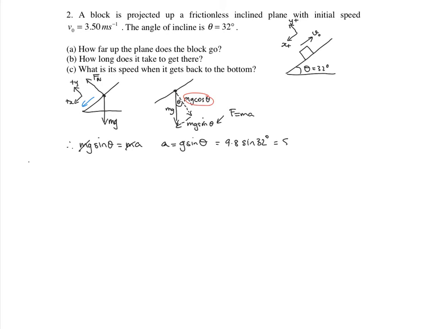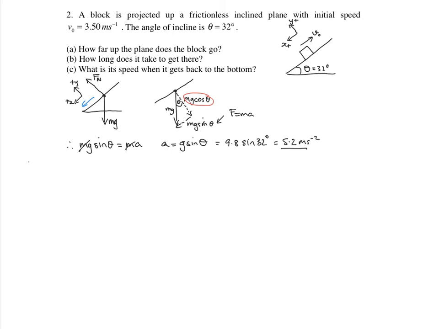So that comes out to be 5.2 meters per second squared. That's our acceleration. So we've used the force, mg sine theta, the net force. The only force acting on this thing is the gravity acting down the plane. That force has allowed us to find what the net acceleration is. So the net force gave us the net acceleration, and it's 5.2 meters per second squared.